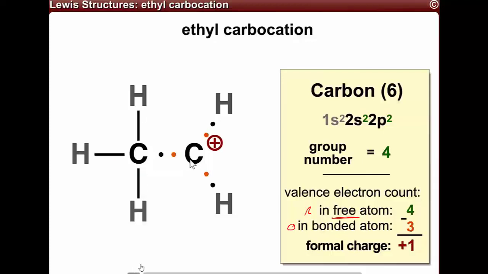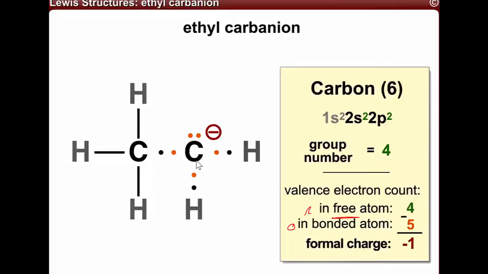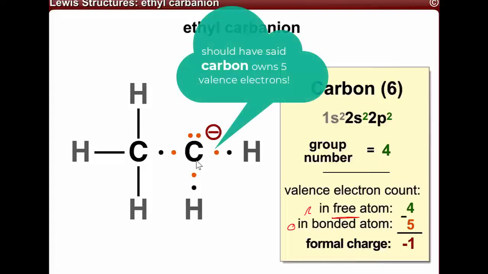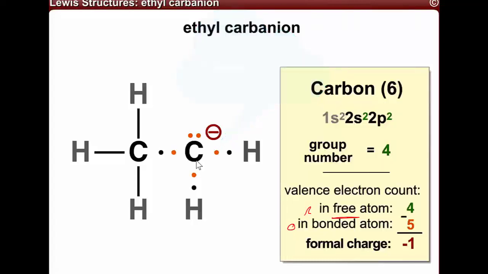And now we look at the carbocation. So in this case, we can see that, of course, carbon, neutral, would have 4, whereas the carbocation only owns 3 electrons. So of course it will have a positive formal charge. In this next example, we have the carbanion. So again, neutral carbon, 4 valence electrons. You can see with the carbanion, the carbon owns 5 valence electrons, therefore the negative charge.